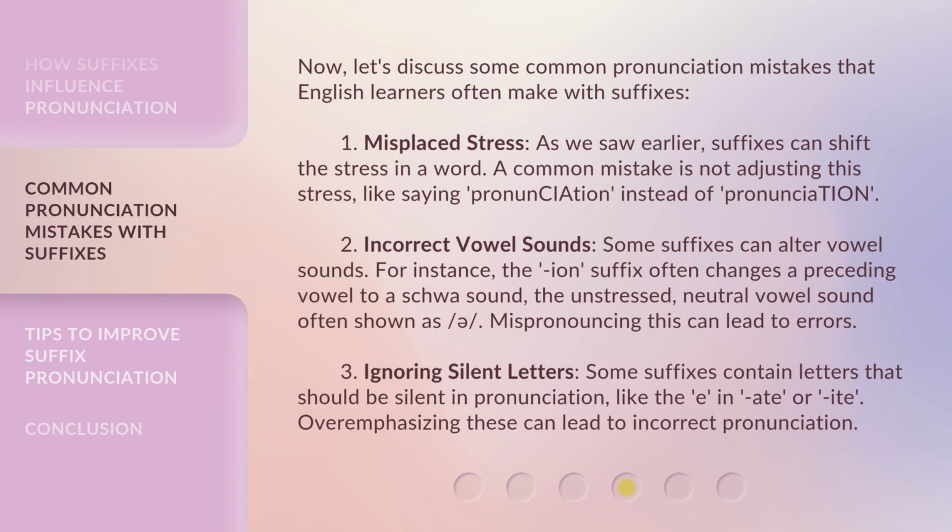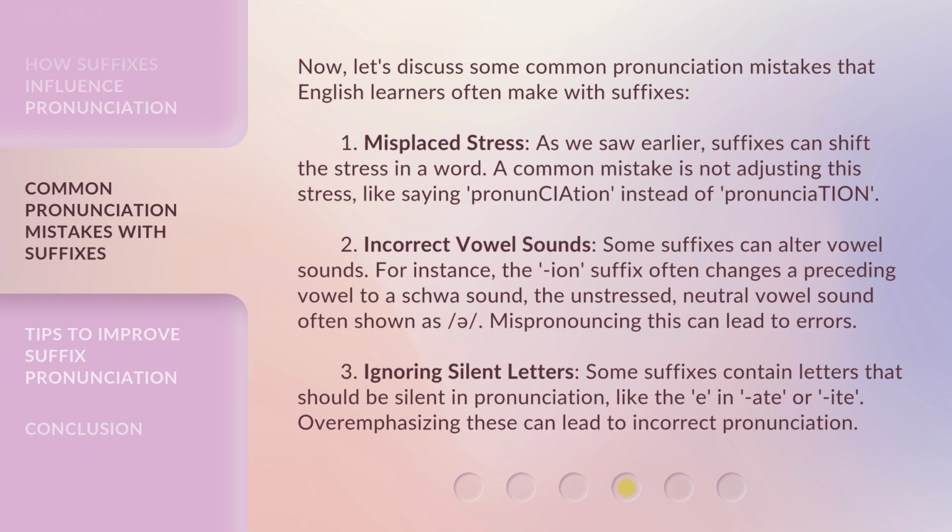Now, let's discuss some common pronunciation mistakes that English learners often make with suffixes. 1. Misplaced stress. As we saw earlier, suffixes can shift the stress in a word. A common mistake is not adjusting this stress, like saying "pronounciation" instead of "pronunciation".